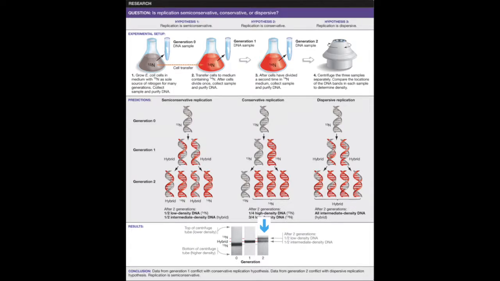Generation 2's sample produced two bands, one of intermediate density, like Generation 1, and one of low density, corresponding with nitrogen-14. Had dispersive replication occurred, Generation 2 would have only produced a single intermediate density band again. These two distinct bands indicated that each newly made DNA molecule consists of one old strand and one new strand. Therefore, semi-conservative replication was strongly supported.